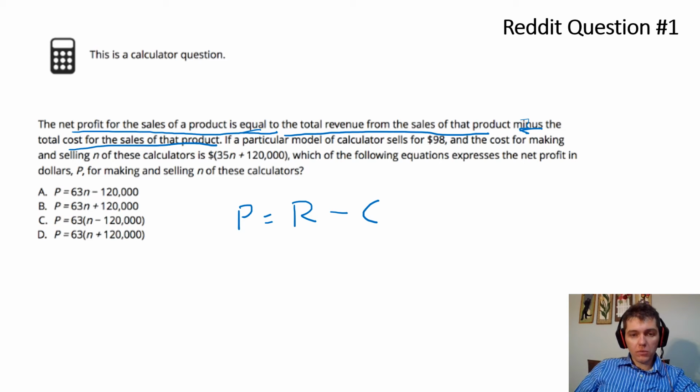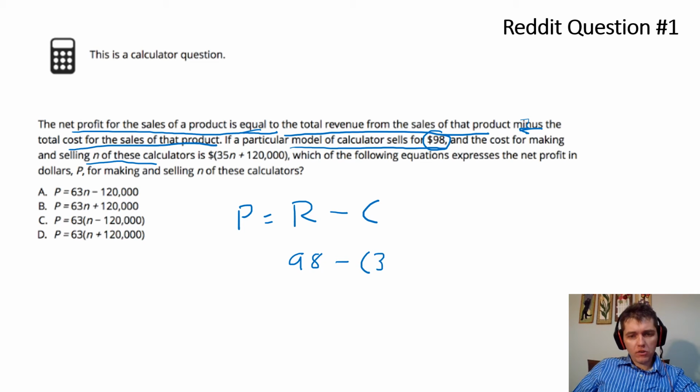So we'll start with a particular model of calculator sells for $98. So that's the revenue per calculator. So that's $98. And that's minus the cost for making and selling n of these calculators is equal to 35n plus $120,000. So if you want to think about what they're telling you there, they're saying each calculator costs $35 to produce in materials and labor, etc. And then there's a one-time cost of $120,000. Maybe that's tooling to make the calculator, something like that.